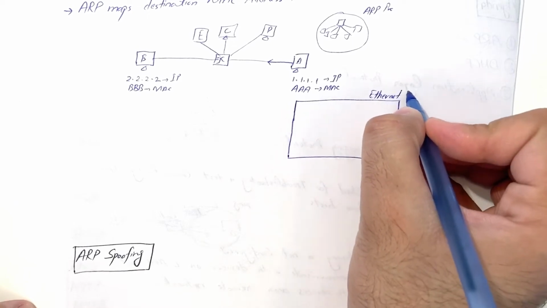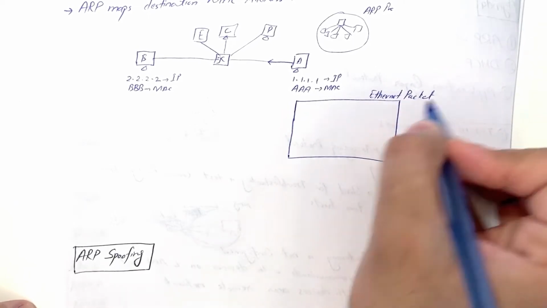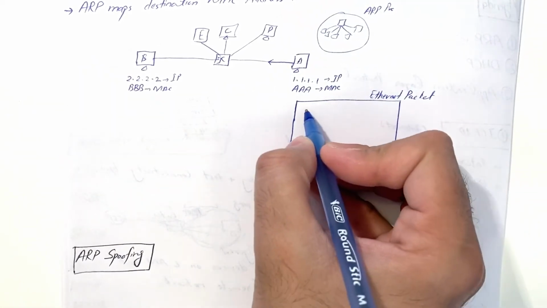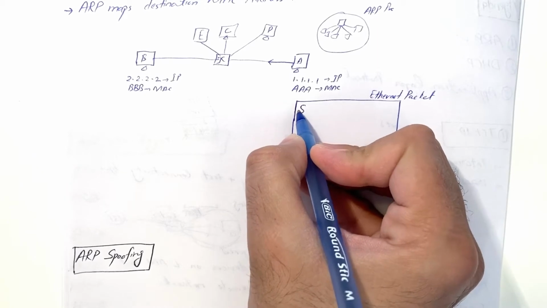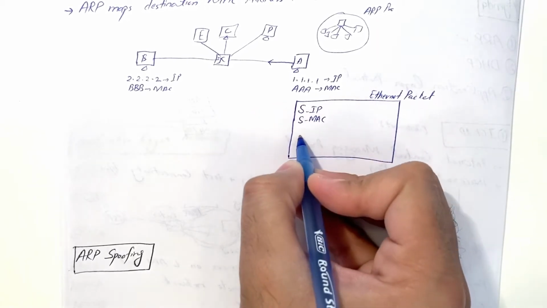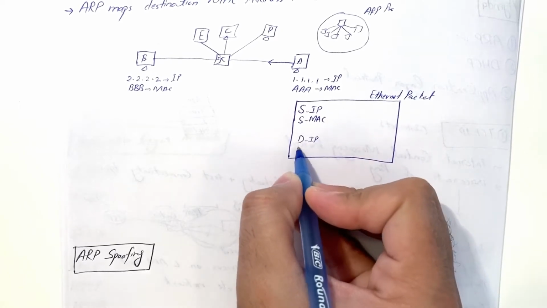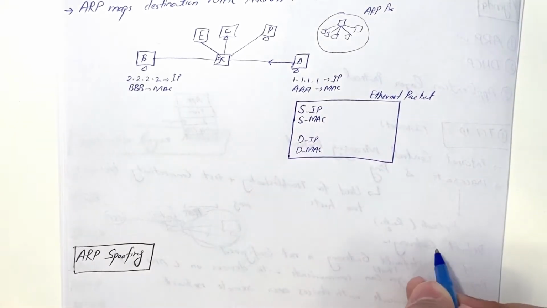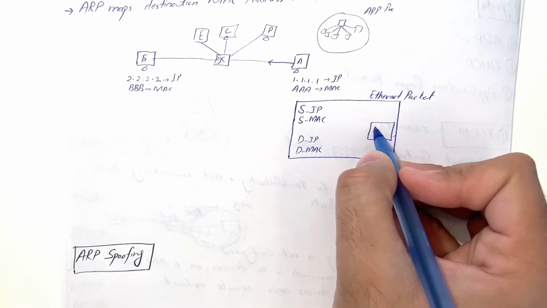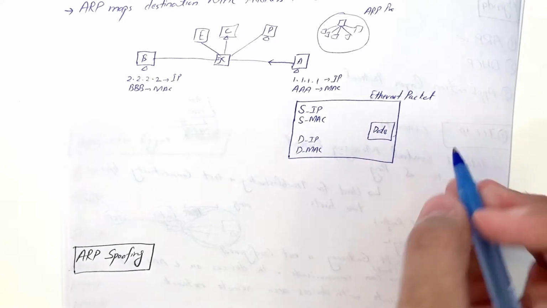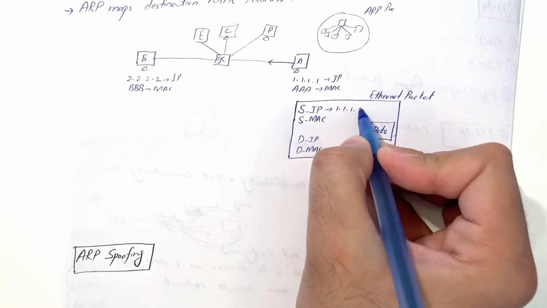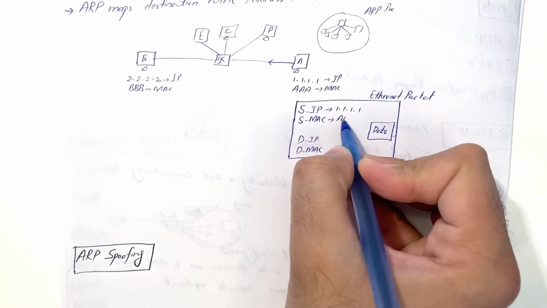Inside the Ethernet packet is an encapsulated kind of packet. In this packet, we need to know the source IP address, source MAC address, destination IP address, destination MAC address. Source IP, and again, that's basically your packet, so like you can say the data, or whatever you want to transmit. The source IP address is this computer, 1.1.1.1, and the source MAC address is AAA.